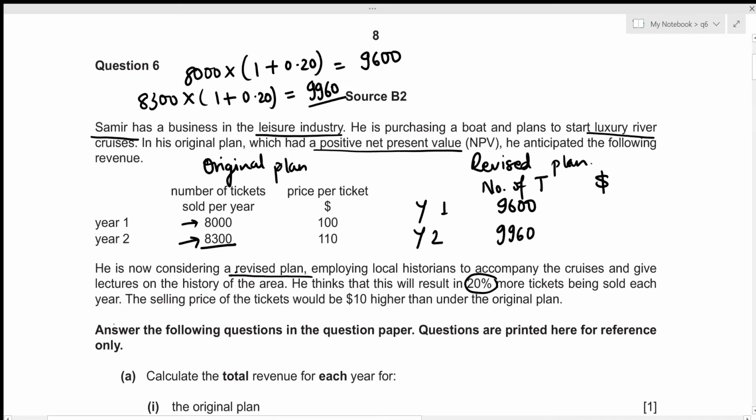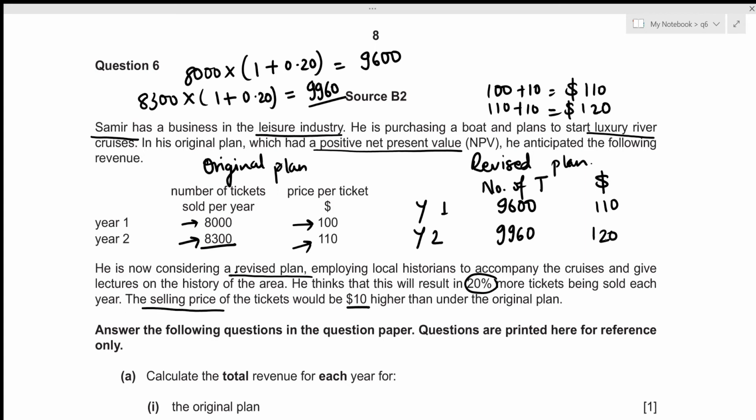Okay, then we are also told that the selling price of the tickets would be $10 higher than under the original plan. So if for year 1 the price is 100, then this would increase by 10. So that's just going to be 100 plus 10, which results in the value of 110, right? This is the price for the first year. Now for the second year, previously it was 110, so now we need to increase it by 10. That's going to be 110 plus 10, which results in the value of 120. That's the price for the second year under our revised plan.